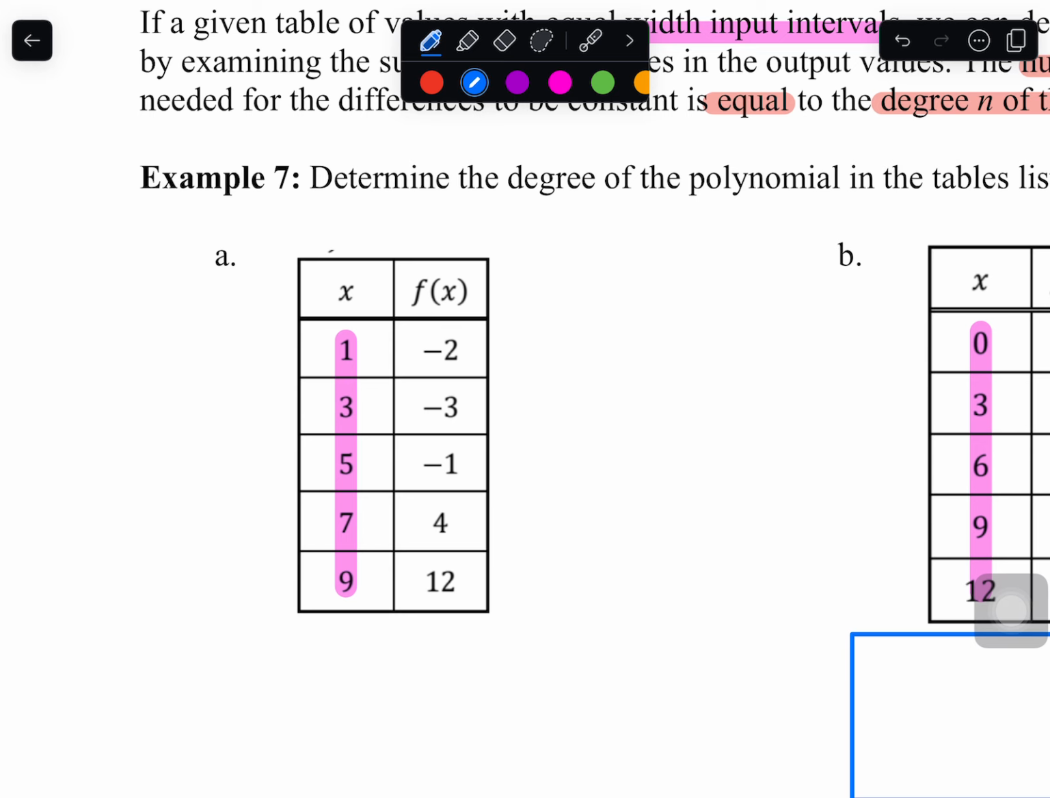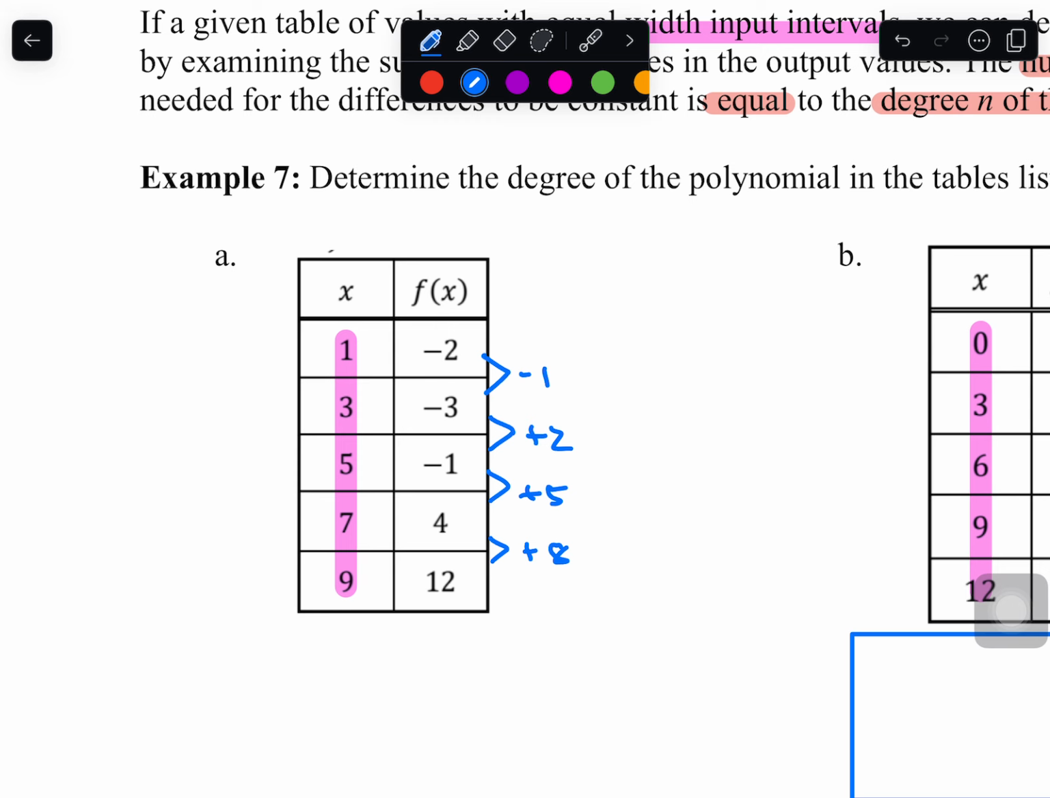Perfect. So now I'm going to take a look at how my output values are changing. So to go from -2 to -3, I have to subtract 1. To go from -3 to -1, I have to add 2. So already right there, I can tell you this is not going to be a degree of one polynomial because they're not equal. Then I have from -1 to 4 is plus 5, and from 4 to 12, that is plus 8. Okay, so definitely not first degree.